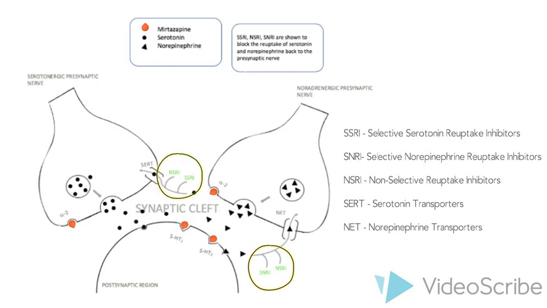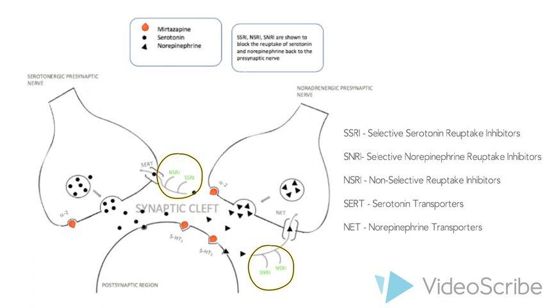Other antidepressants such as SSRI, SNRI and NSRI have different mechanisms of action when compared to mirtazapine. The diagram on screen highlights the actions of these antidepressants alongside mirtazapine. SSRI, SNRI and NSRI are all marked as green, while mirtazapine has been marked as an orange teardrop symbol.